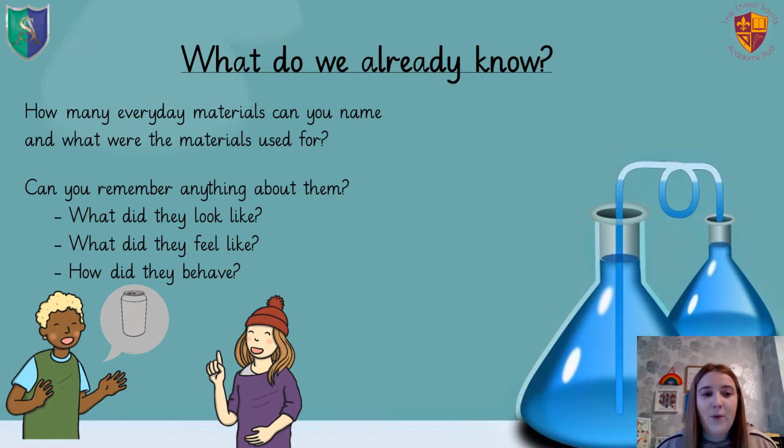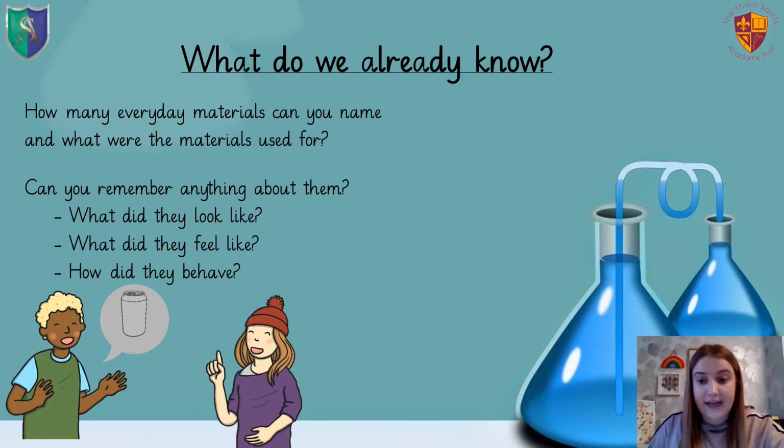Okay, I want you to have a little think about what you already know about materials. How many everyday materials can you think of and what are they used for? If you look at the picture on the screen now, there's a little boy and a little girl and he is suggesting an item and I know that that is made out of metal or tin, it's a can. So that's one object and what it's made from.